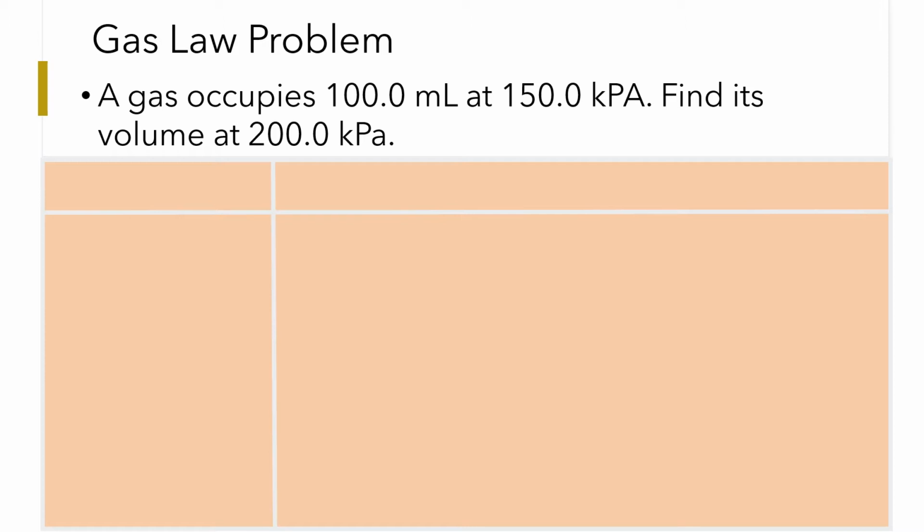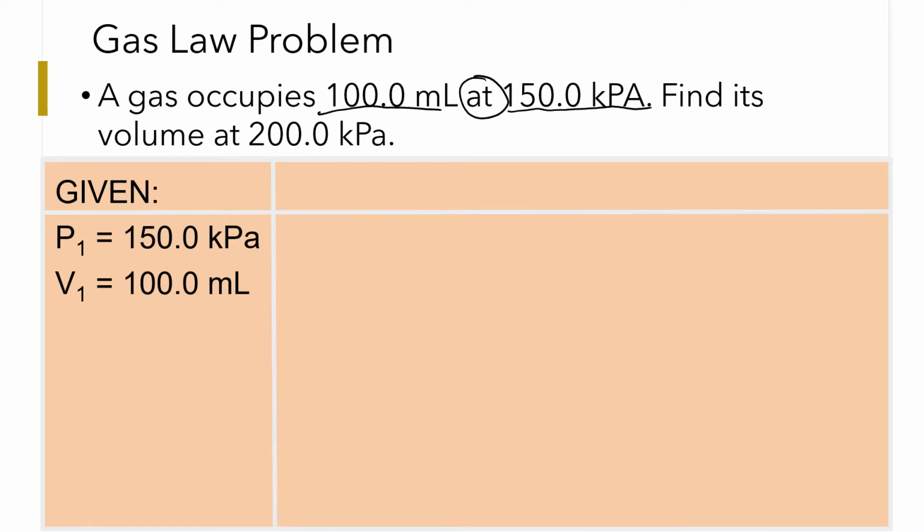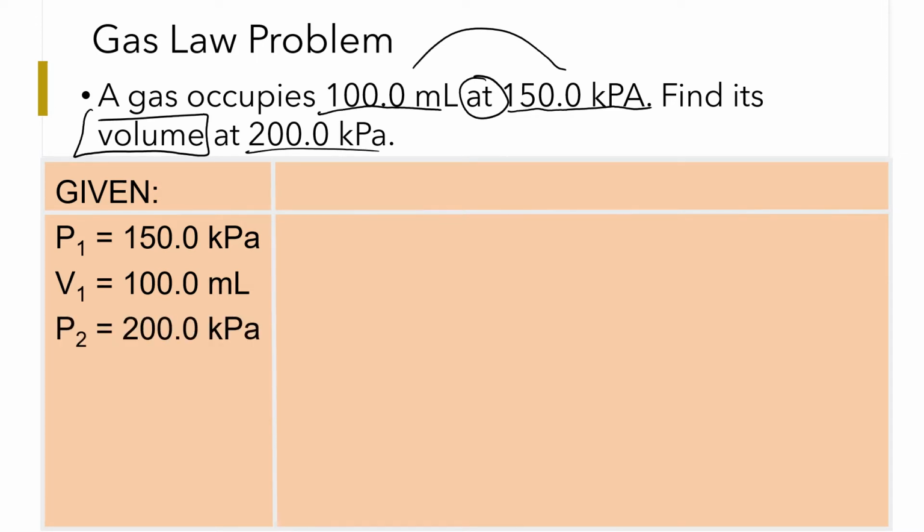Always, when we start a problem, always list your givens on the left-hand side. I always list in the order of the equation, but I list my ones first and my twos second. So the equation is P1V1, so I know that I need to list pressure first. So I see my first pressure. It is 150 kPa, kilopascal again. And my first volume is 100 milliliters. Again, the word at connects these two numbers, so they're my first set, my ones. Then it says find its volume at 200 kilopascals. So that's my P2, 200 kilopascal, and my volume is unknown.